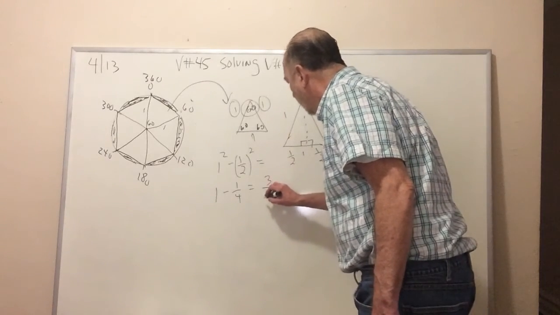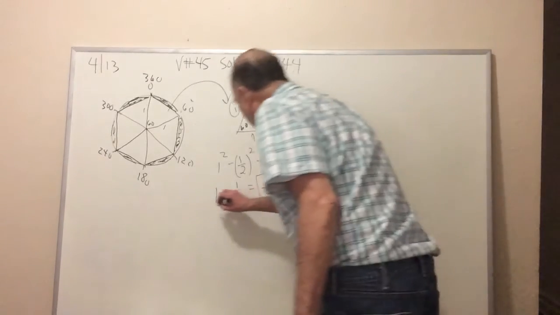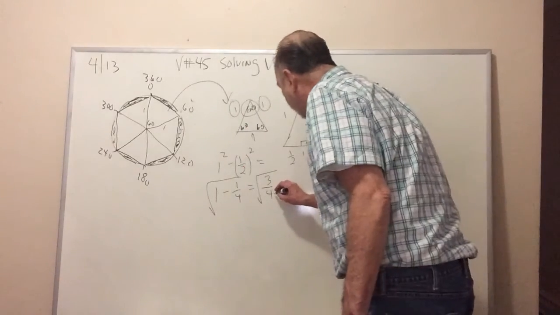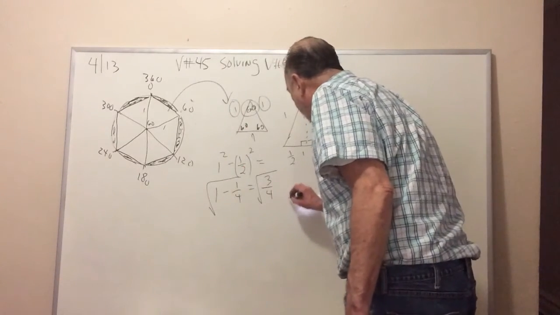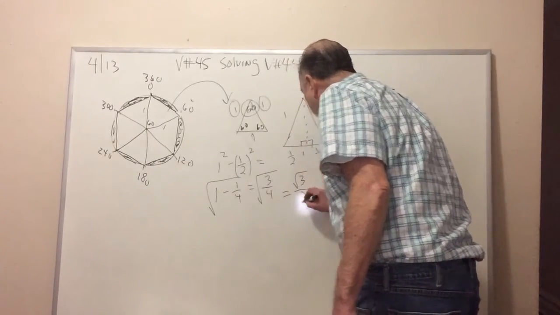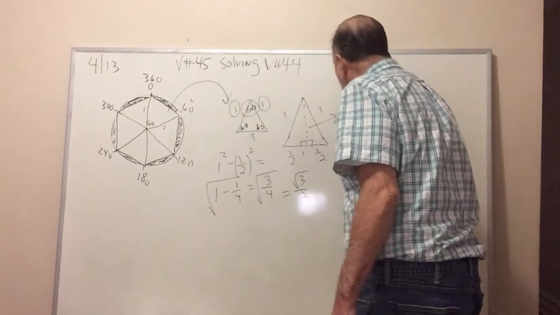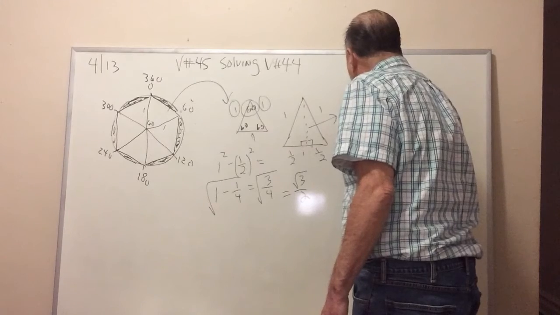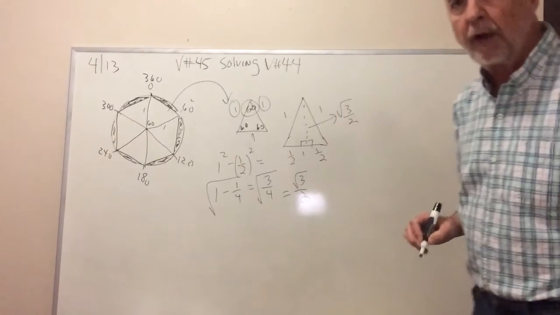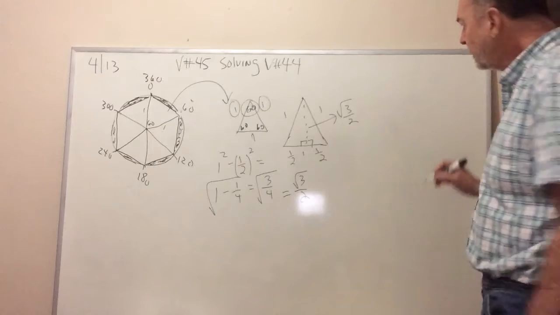And of course, we take the square root on both sides. We can take the square root of 4, and we end up with radical 3 divided by 2, which is this altitude here, this height. Radical 3 divided by 2. So there we are, so far so good.